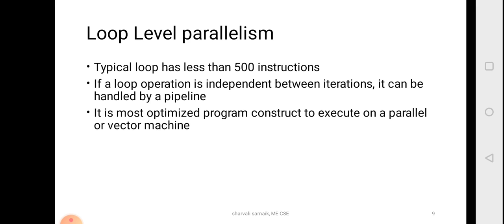Remember, at the loop level, a typical loop has less than 500 instructions. As we have seen, in fine grain there are less than 20 instructions, and in the loop level, they have less than 500 instructions.